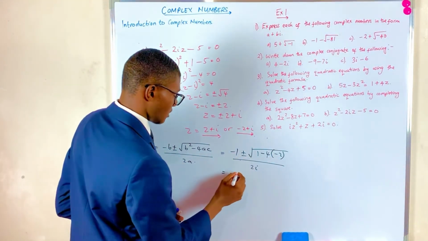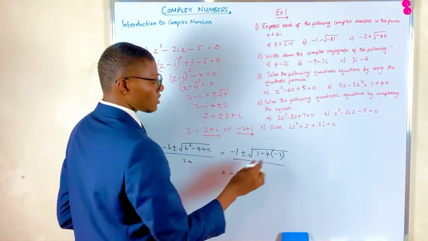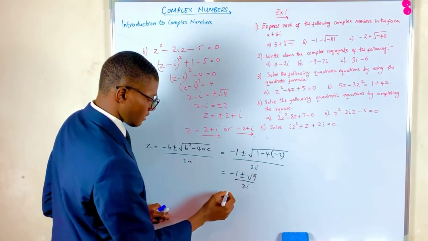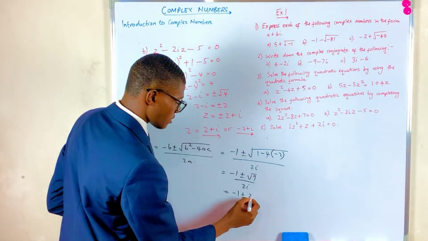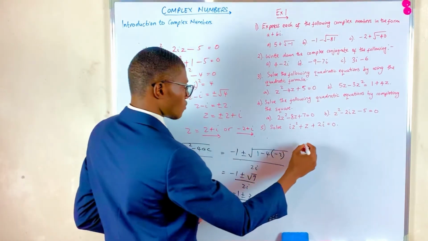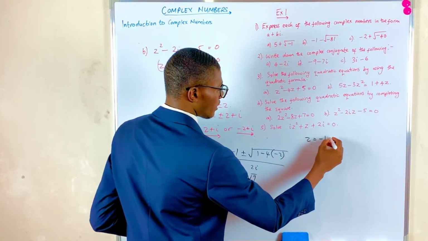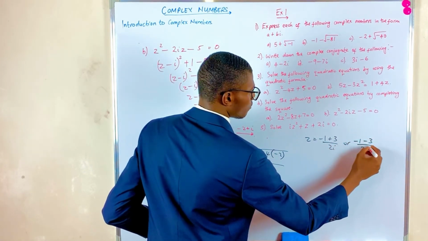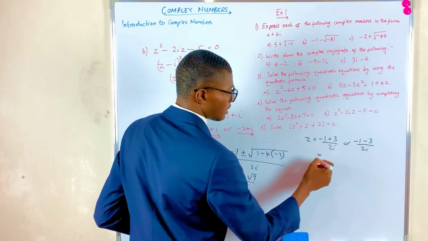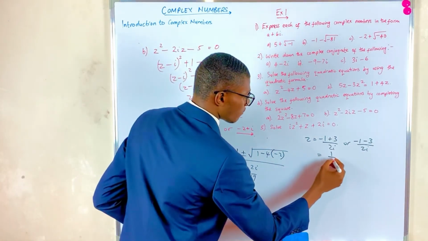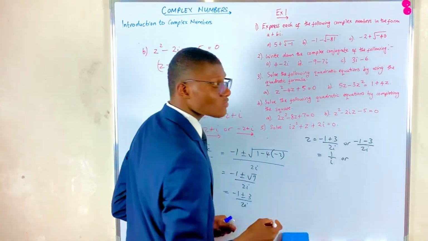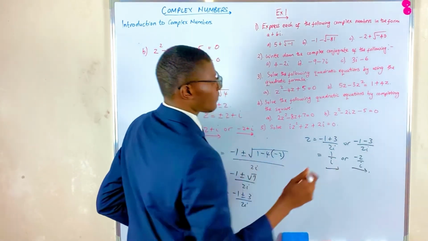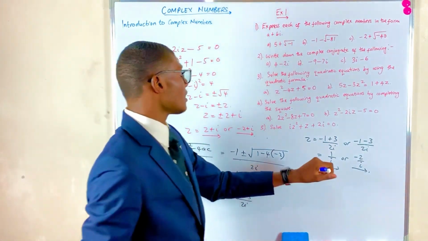So we've got minus 1 plus or minus the square root of 8 plus 1, that's 9, over 2i, and this will be minus 1 plus or minus 3 over 2i. So z is equal to minus 1 plus 3 over 2i, or minus 1 minus 3 over 2i, which would give us 2 over 2i, that's 1 over i, or minus 4 over 2i, that's minus 2 over i. So these are the two solutions that we get for z for number 5.